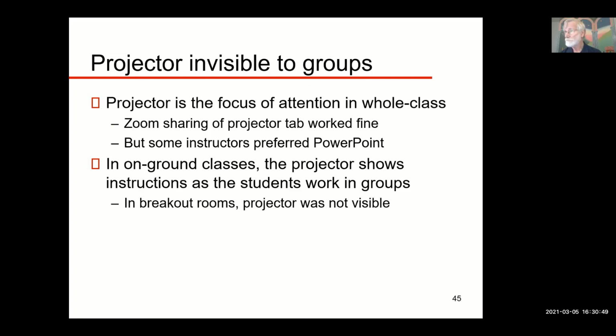Another problem we had was that the projector, which we hoped would be showing the instructions for how to run the group activity, turned out, of course, to be invisible when they went into the breakout rooms. Why is that? Because it's projecting on Zoom in the main room, but when students leave the main room, they don't see that anymore. Now, in on-ground classes, the projector worked great, but in breakout rooms, the projector just wasn't there.